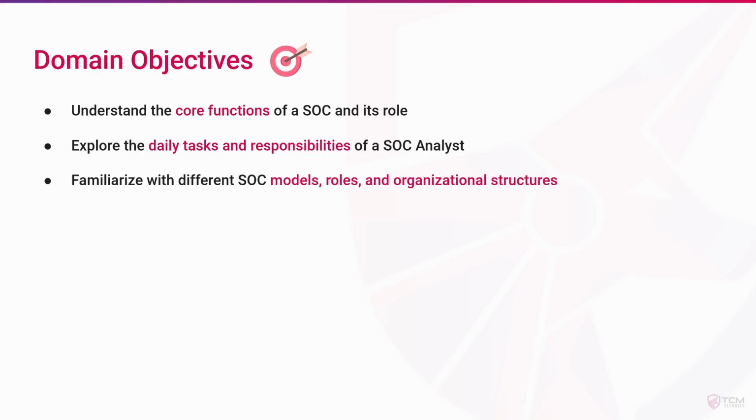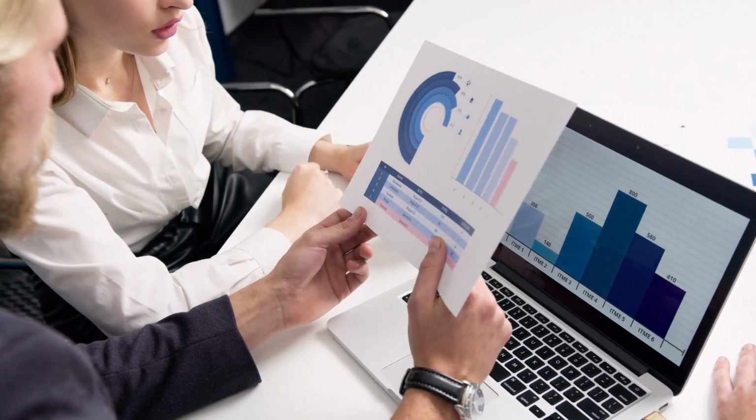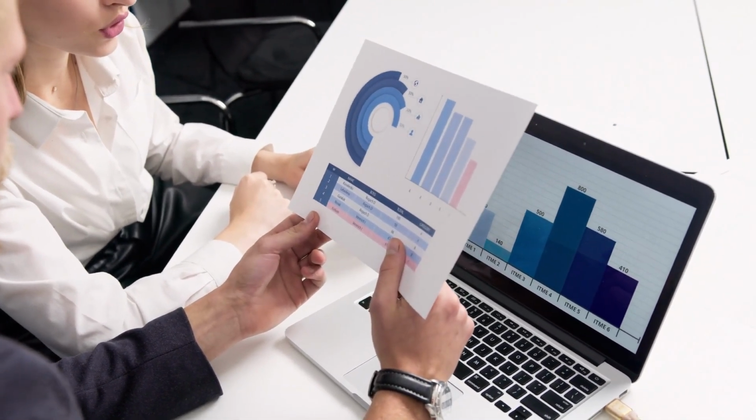We also want to familiarize ourselves with different SOC models, roles, and organizational structures. So how is the team actually structured? And how do various roles and responsibilities disseminate amongst the team? We also want to learn several metrics that are used to evaluate the effectiveness of our security operations, right? So what does success look like for a SOC team? And how can areas of improvement be identified?